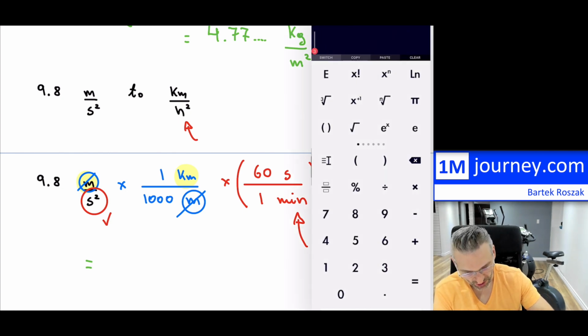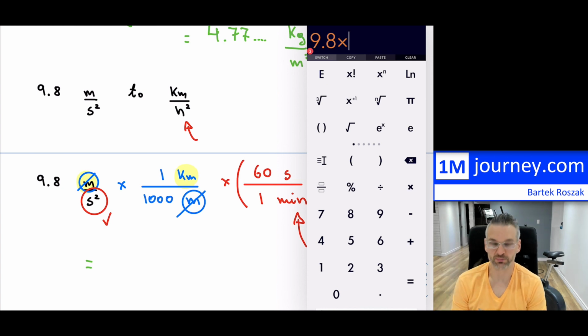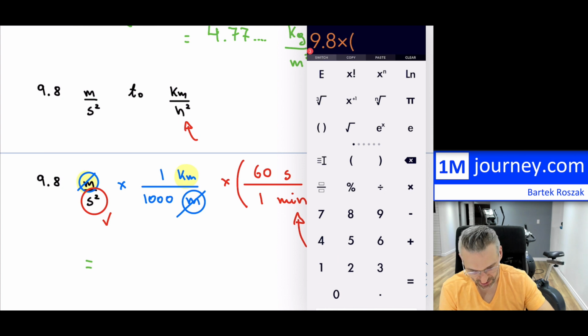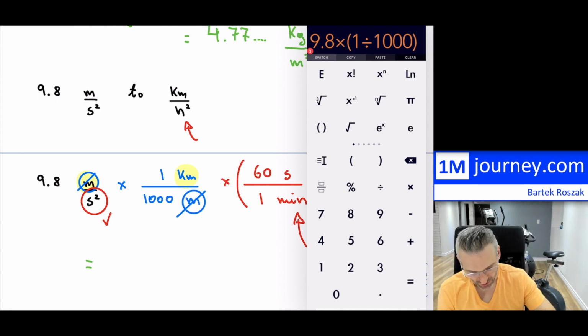So now, in order to do this, I'm going to have 9.8 multiplied by, and I'm going to just show you how to input all of this. You can input it one at a time, but please put it in brackets. So this is going to be 1 over 1,000. Now, I'm only doing that because I have those squares, so I'm going to do this.